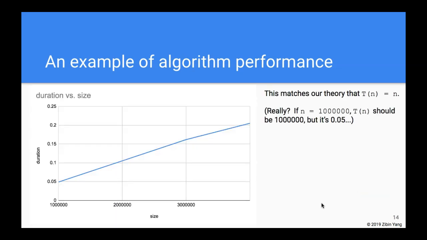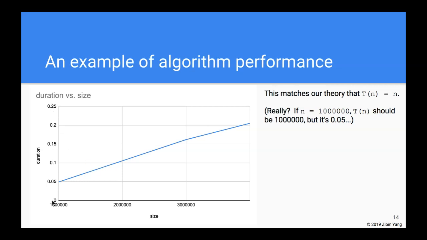Okay, so if we plot this out on an XY graph, with the y-axis being the duration and the x-axis being the size of the input, then it looks, well, not quite a straight line, but pretty close to a straight line. So this, again, matches our theory that T of n as a function of n is proportional to n. So we can almost write T of n equal to n.